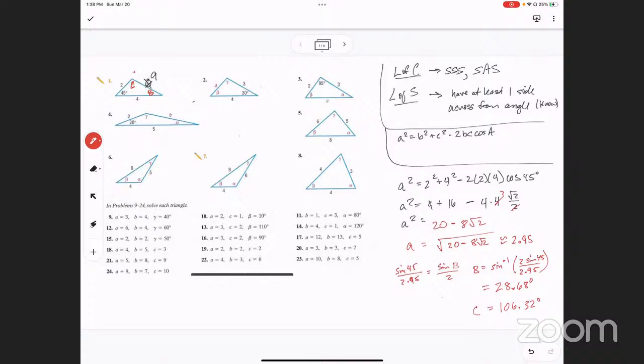So this is whatever that Greek symbol is, 106.32 degrees. This we called A, but actually it was B, and that was 2.95. And then this angle here, alpha, is equal to 28.68 degrees.